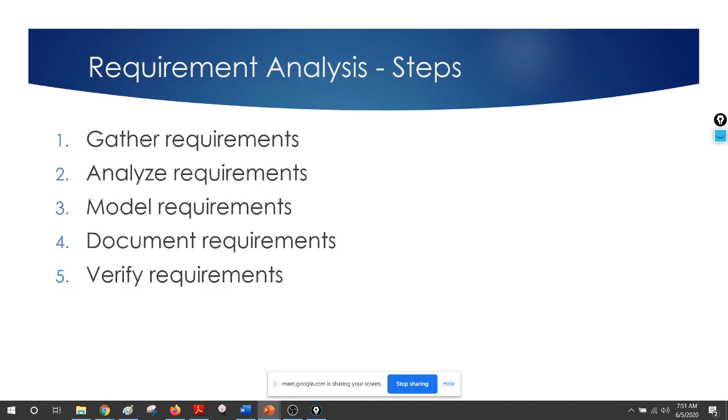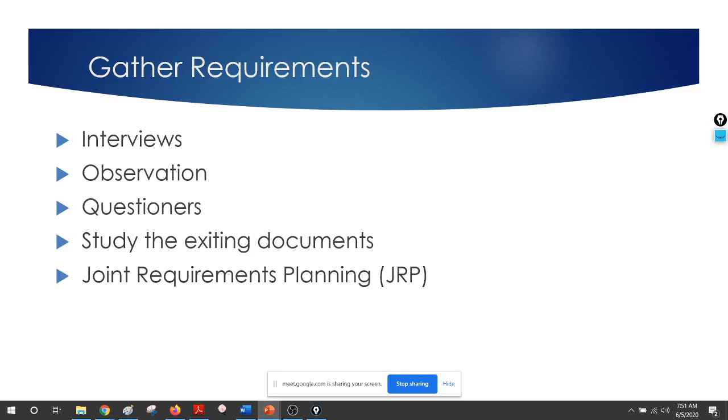requirements document the requirements verify the requirements. So it's very important to have that mindset, otherwise you are going to miss one or two of those steps. So, gather, analyze, model, document, verify.